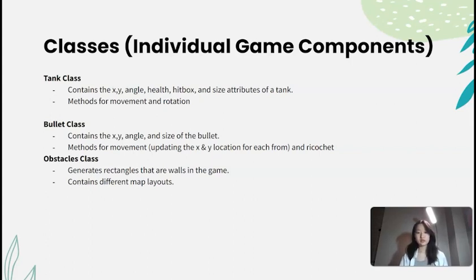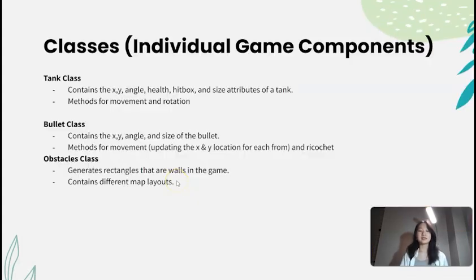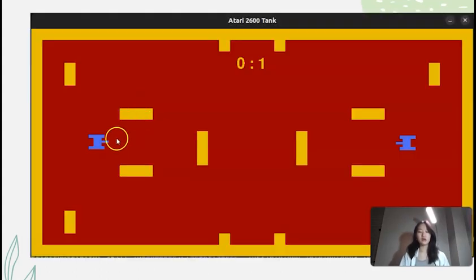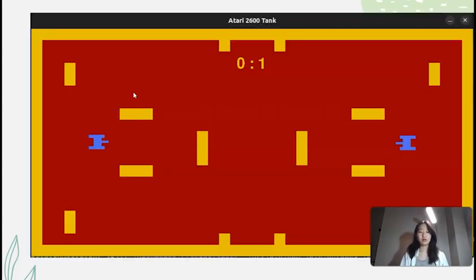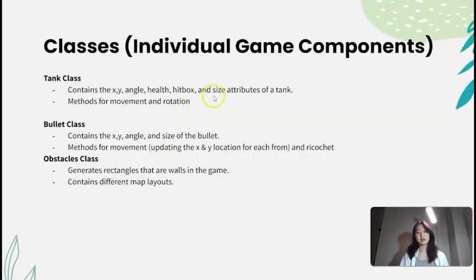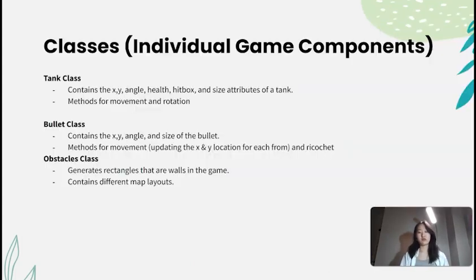The first thing we decided to do was make individual components be classes. So we have a class for the tanks, for the bullets that the tanks fire out, and for the obstacles. These classes keep track of things like the X and Y locations of the tanks or the bullet. They also keep track of the angle, hitboxes, and the size of all these items. This is really critical for how everything moves around, since we have methods for movement and rotation for the tank and bullet classes as well.